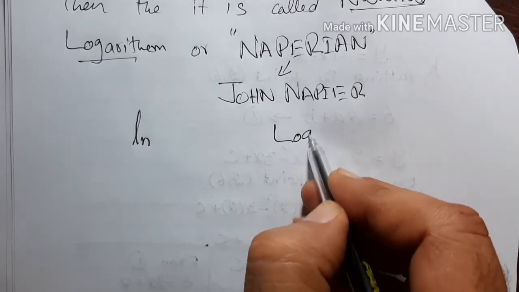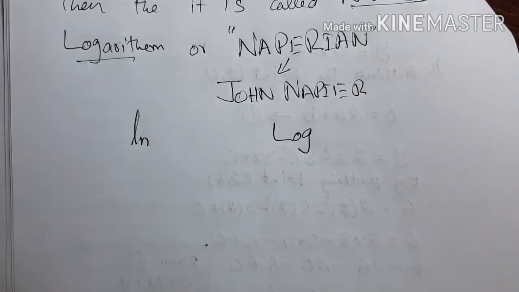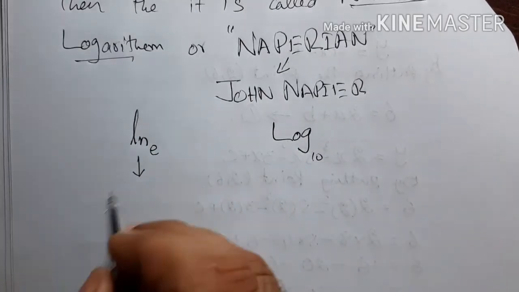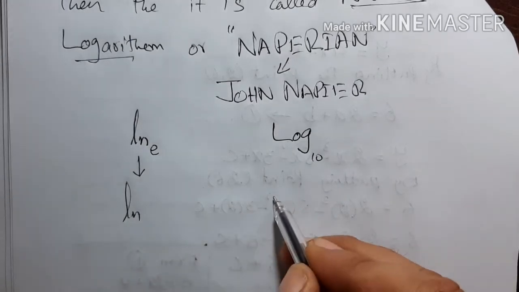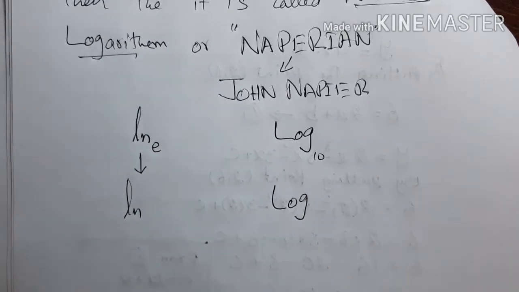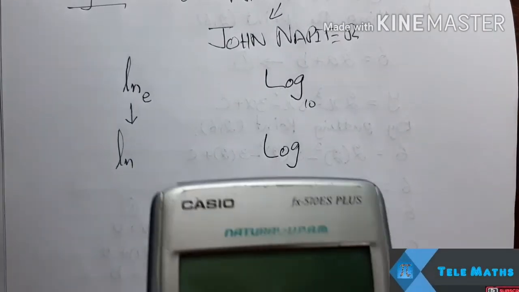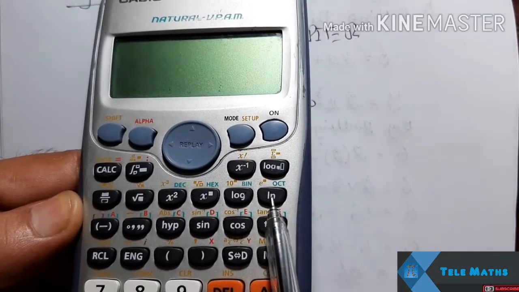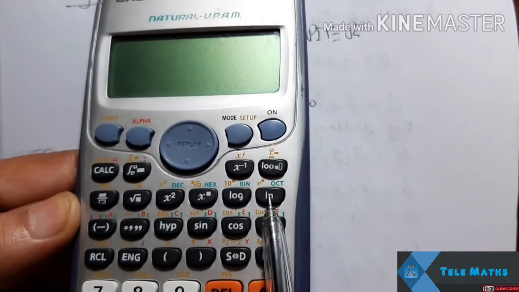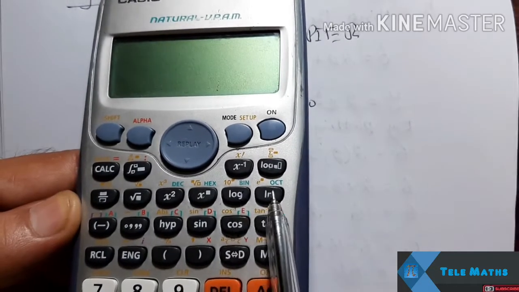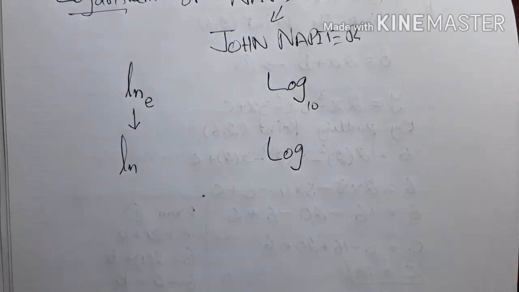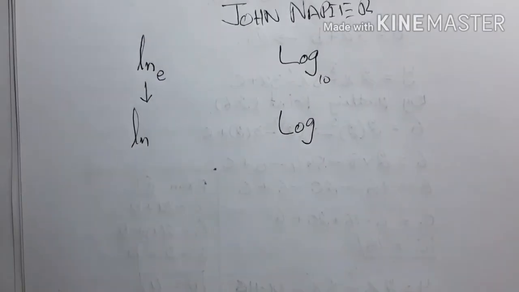The common logarithm is log with base 10. This is with base e. So you will never see base e under this Napierian log, and you will never see base 10 under this, because it is understood. If you look at the calculator, there is also a natural logarithm key and a common logarithm key. You can see both keys on the calculator as well. So these are the two types of logarithms which we discuss in this section.